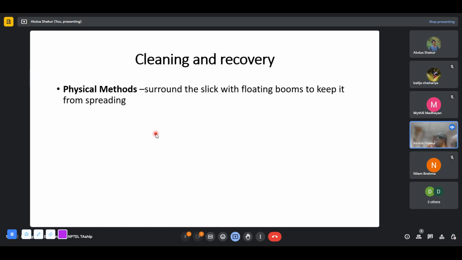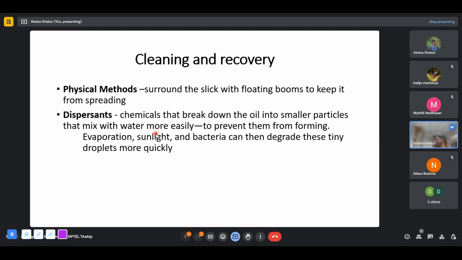So they use different sort of methods. One such method is physical methods, where you surround the slick, wherever the oil has leaked, with floating pads. Since most oil is lighter than water and floats on top of the water, if you have something to surround those oil slicks, that can prevent them from floating around. Those structures are called floating booms. They surrounded the slicks, and that prevented them from spreading.